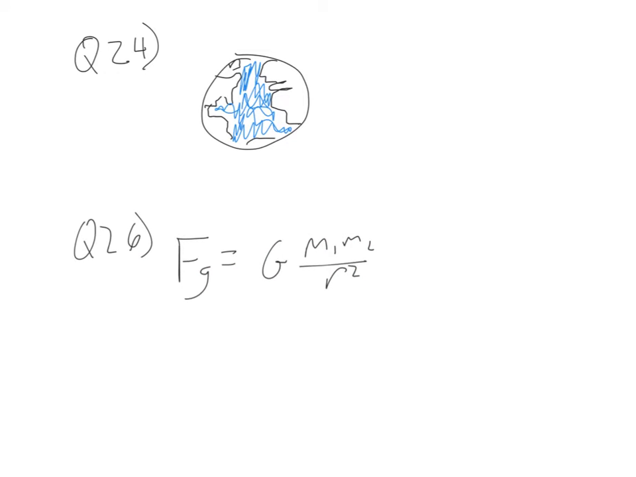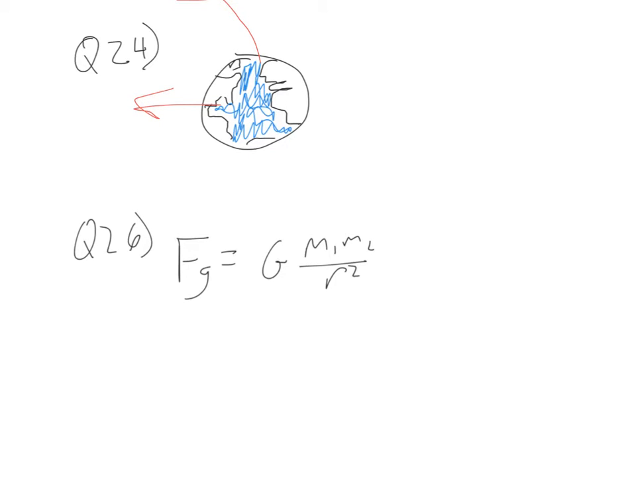Question 24 asks if there is a net force acting on the planet Earth. And we know that Earth follows an orbit around the Sun, and since it's following an orbit, it's following a circular path, which means there must be a centripetal force. If it's orbiting like this, there must be some centripetal force keeping it in that orbit, and that centripetal force comes from the gravity from the Sun, the gravitational force between the Earth and the Sun. So, yes, there is a net force acting on the planet Earth.